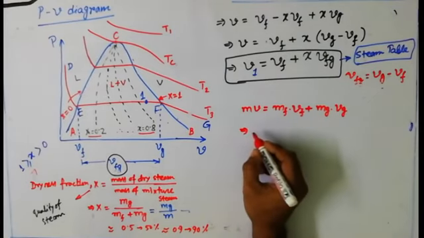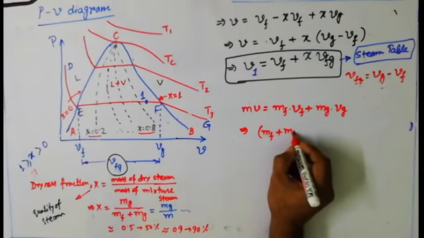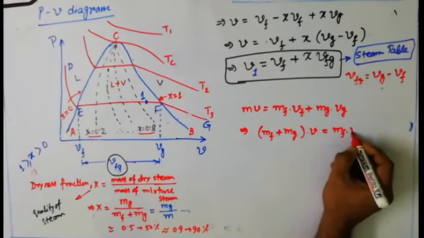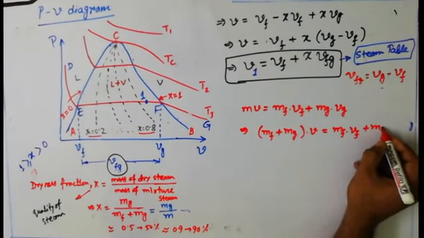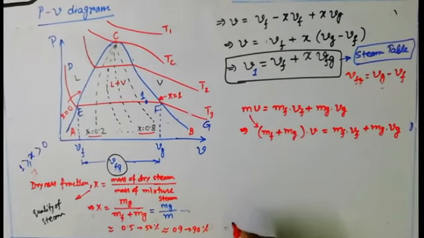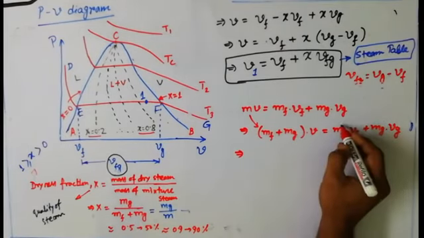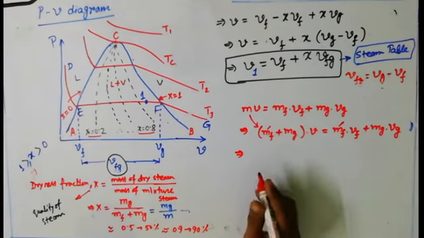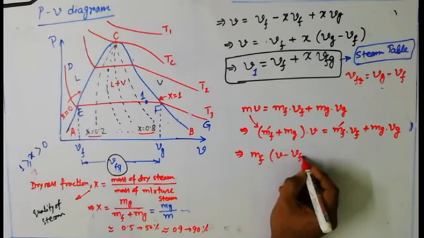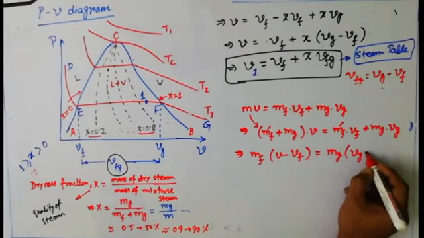Now I am taking (mf + mg) v = mf vf + mg vg. Easily can be written; I have just substituted m by mf plus mg. So from there, if you take mf as common, just taking this part and this part to the left side, and taking mf as common, it will give you v minus vf, and if you similarly take mg as common, it will give you vg minus v.